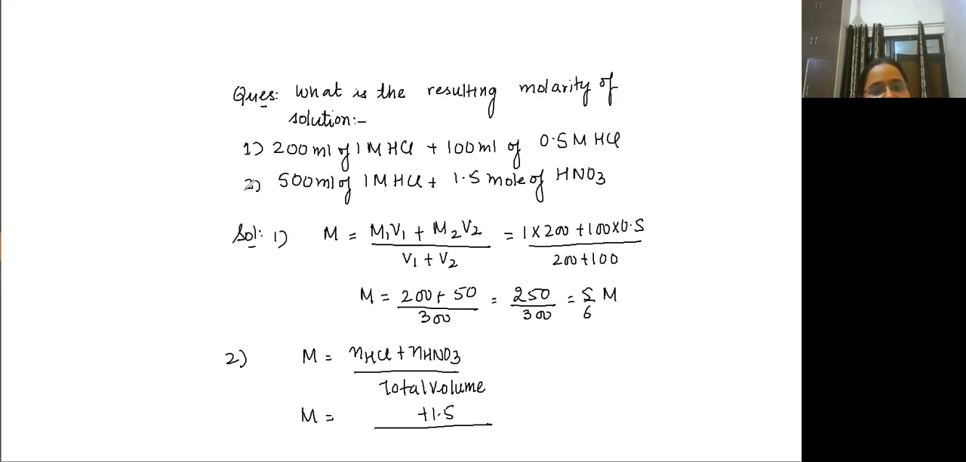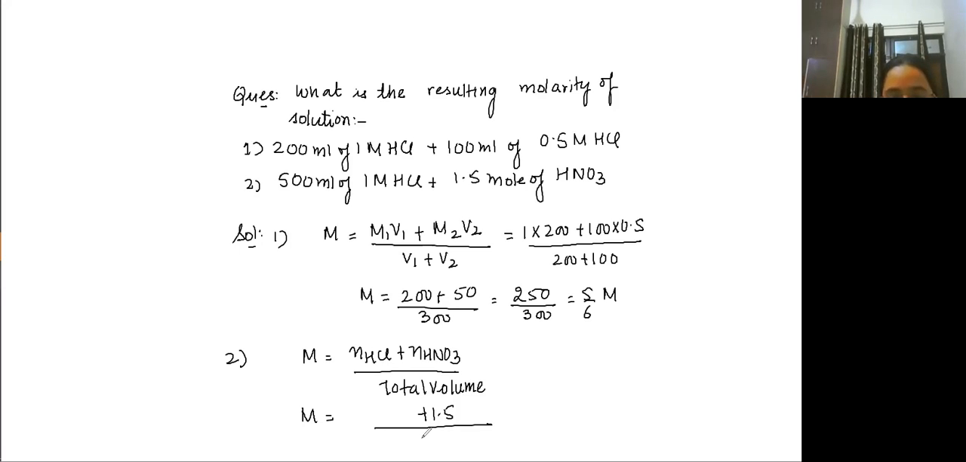Total volume will be equal to 500 ml because now you are adding just the moles. HCl is there, you are adding just the moles. So will you agree that the volume will be the same, that is 500 ml? Yes or no? 500 plus 0, that is 500 ml.